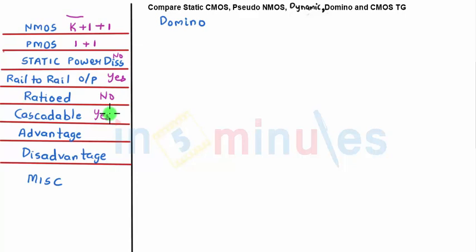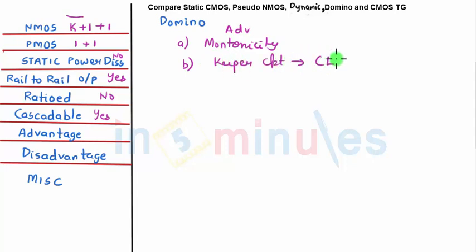Some of the advantages and disadvantages: it overcomes the monotonicity problem which dynamic circuit had, so that's an advantage. With the help of charge keeper circuits, it can also prevent charge leakage, so again that's an advantage. The only drawback here is that they are non-inverting, because at every output of dynamic you need to connect an inverter, so they are non-inverting circuits, so that's a drawback.